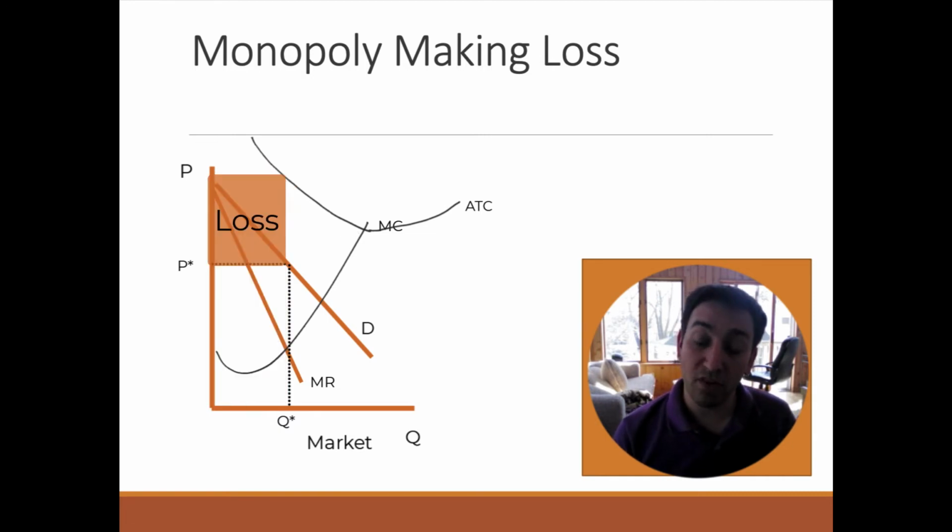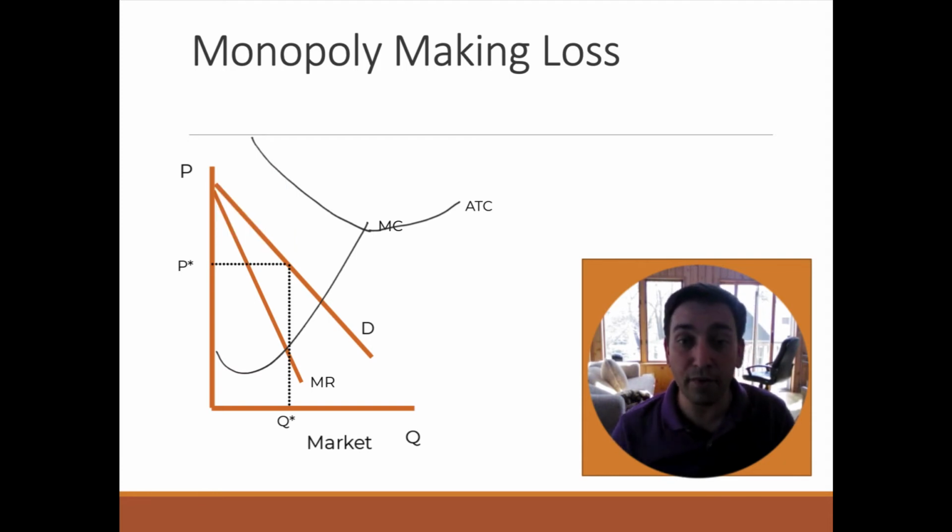And the firm is losing money. It wants to leave, but there are high barriers. So it can't leave. That's the end. There's no long run in a monopoly. So a monopolist can have losses for a really long time or can have profits for a really long time.